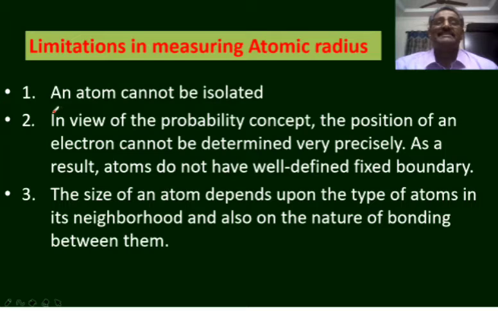One is atoms cannot be isolated. We cannot handle a single atom. Even if you take some micrograms of substance, it contains millions of atoms. So the size of the atom or the radius of the atom cannot be calculated. So this is one of the limitations in measuring the atomic radius. What is it? We cannot handle a single atom, that is, atom cannot be isolated.